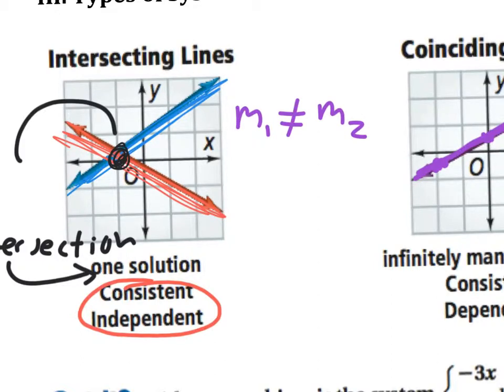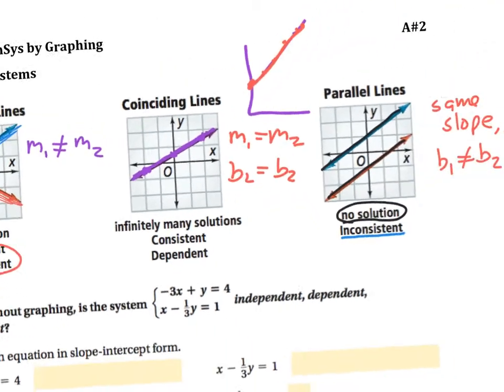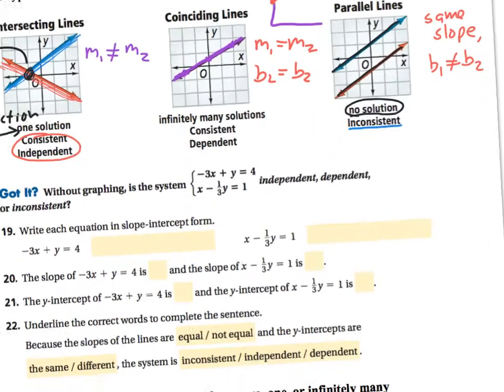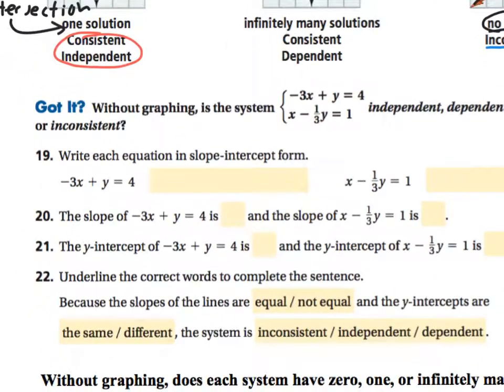However, the moment you notice same slopes, now you have a choice to make. Are we talking parallel lines, so no solution? Or are we talking same line, infinite solutions? So that's the key. Finding slopes and then making a decision from there. So let's take a gander here. Without graphing this system, we want to determine, is it independent, dependent, or inconsistent?